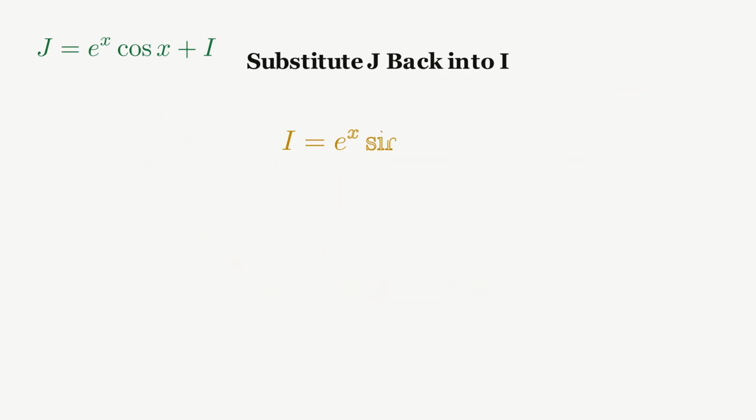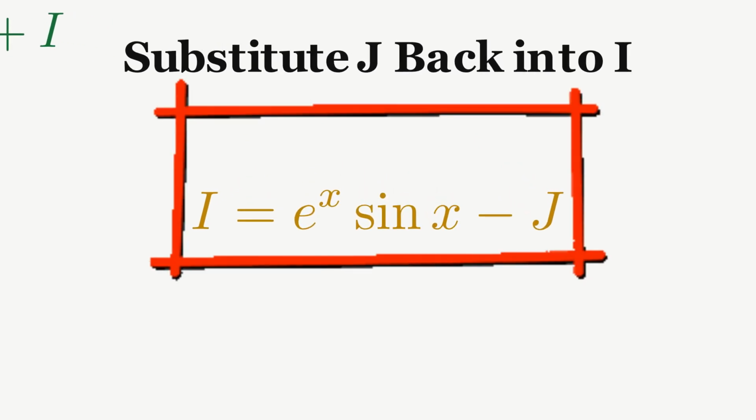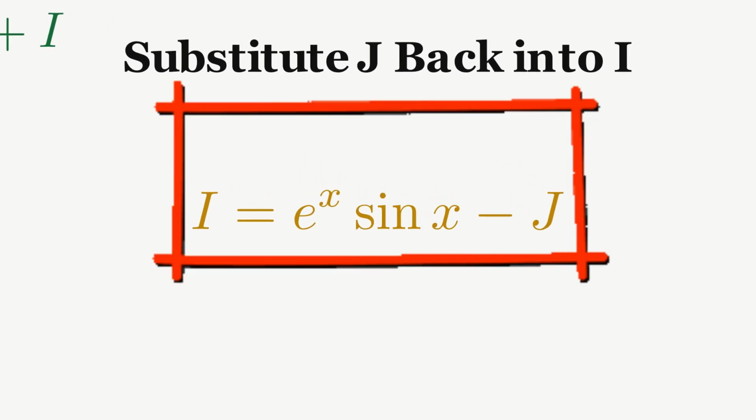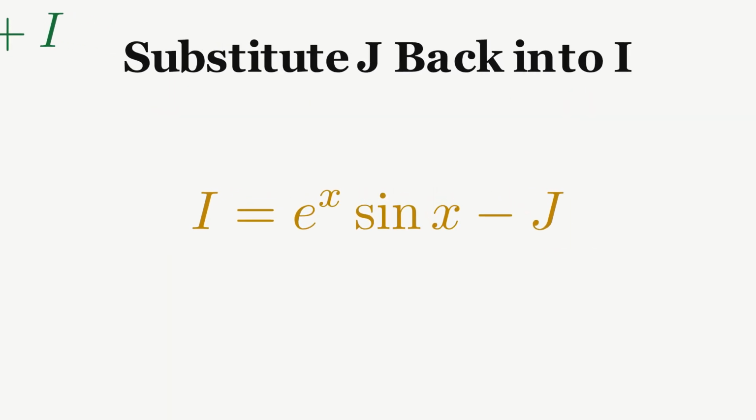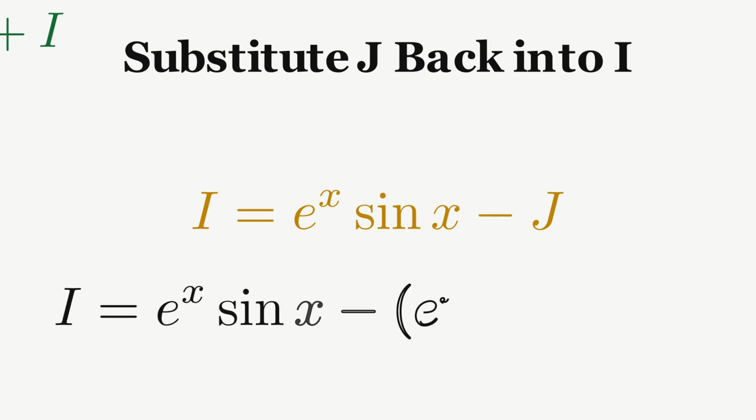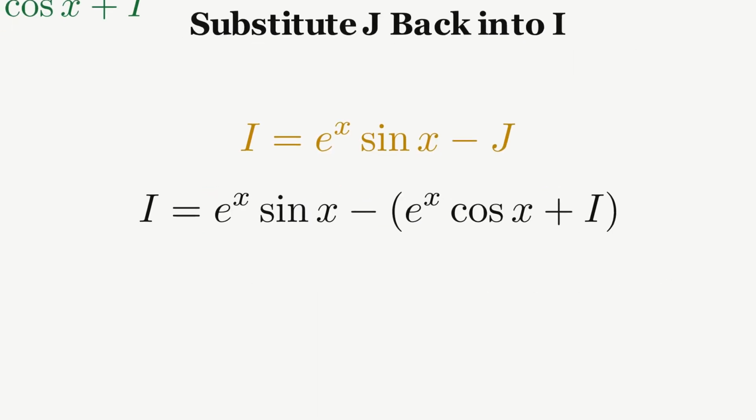Earlier, we found that I equals e to the power x times sine x minus J. Now substitute our new expression for J. The equation becomes I equals e to the power x times sine x minus open parenthesis e to the power x times cosine x plus I close parenthesis. Now everything depends only on I. We are almost done. Distribute the negative sign carefully.